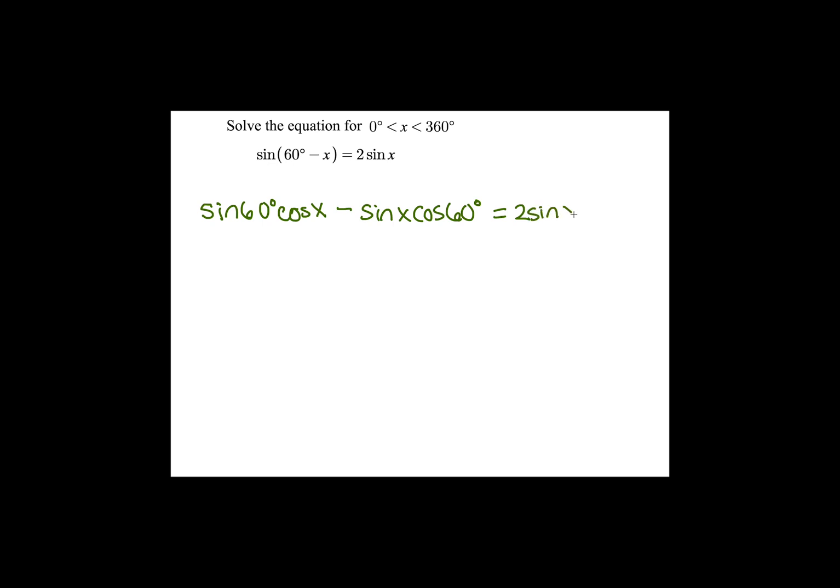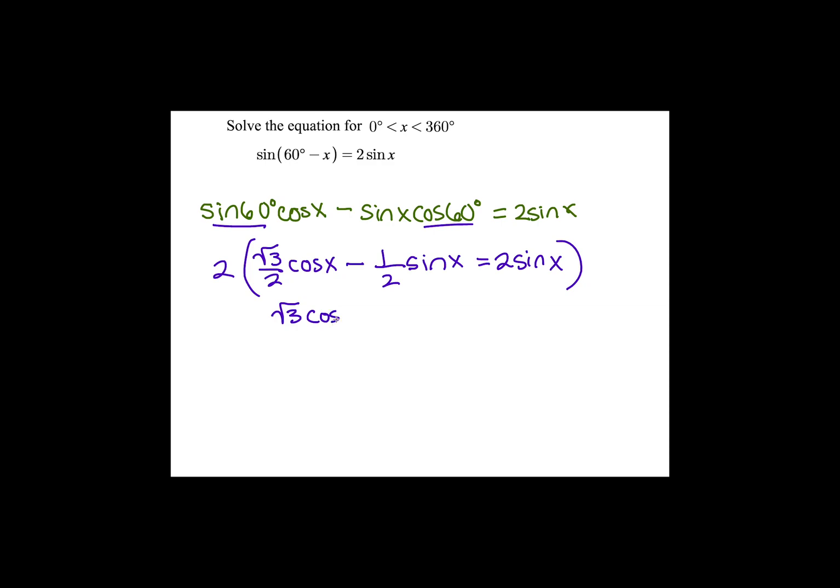2 sine x. Now we know the exact values of sine and cosine of 60 degrees, so we'll use substitution there. Sine of 60 is root 3 over 2, and that's multiplied by cosine of x. Cosine of 60 is 1/2, so I'm going to subtract 1/2 sine of x. I don't like dealing with denominators, so I'll multiply everything by 2 and get rid of those. Here it cancels to root 3 cosine x. Here it's negative 1 sine x. And don't forget to distribute the 2 to the right side, and we have 4 times sine of x.